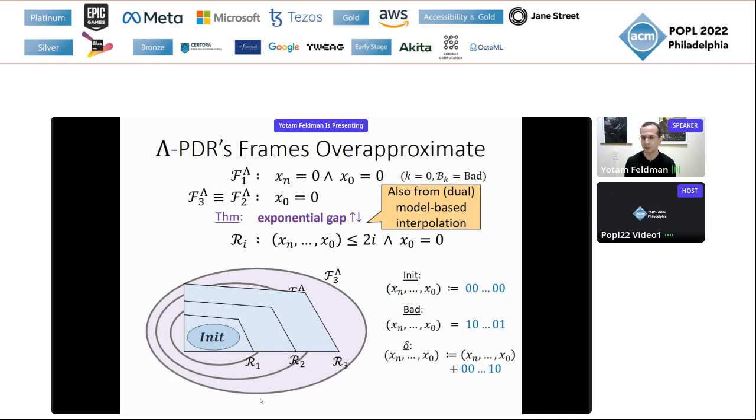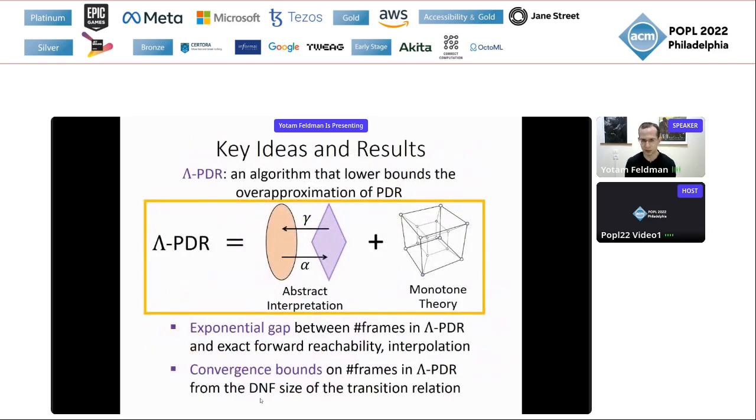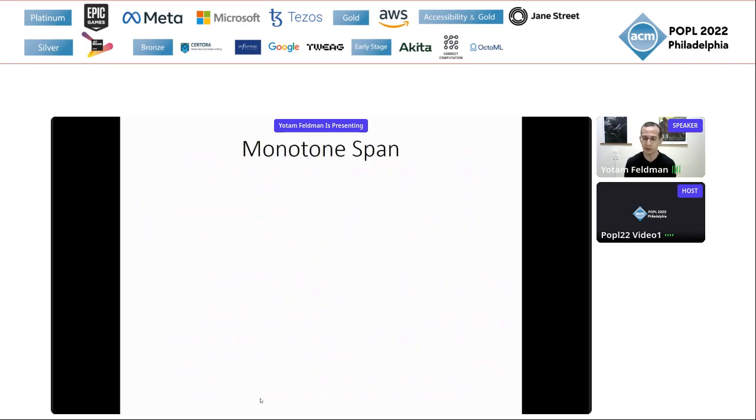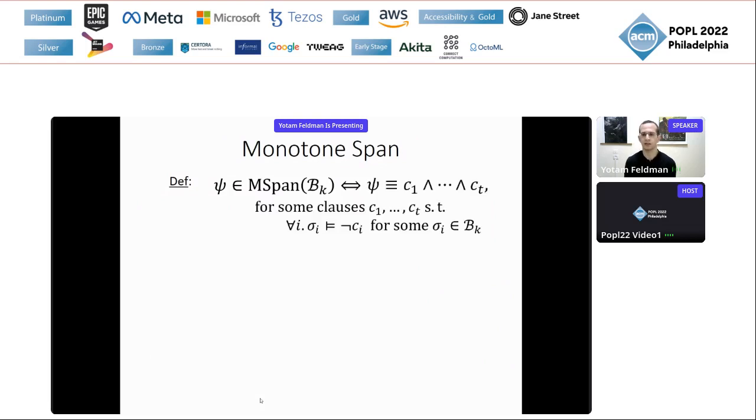So we know that lambda PDR can perform significant overapproximation, and now we want to understand this overapproximation as a form of abstract interpretation in a new domain called the monotone span. And this is a logical abstract domain. It's a domain of logical formulas, where a formula belongs to the monotone span of BK if it can be represented as a conjunction of clauses, where each clause excludes some counterexample from BK.